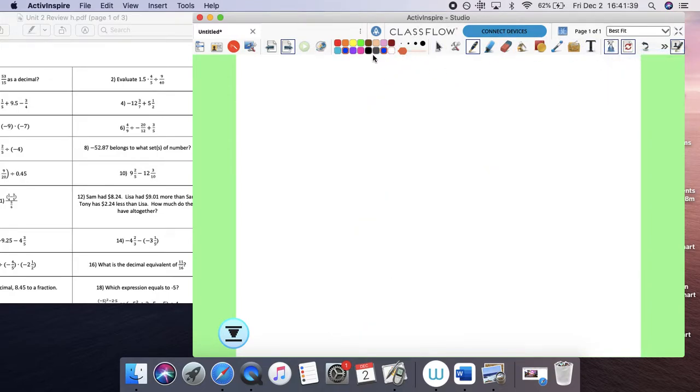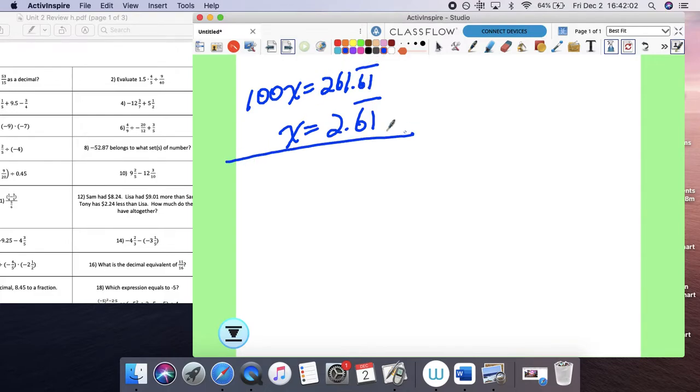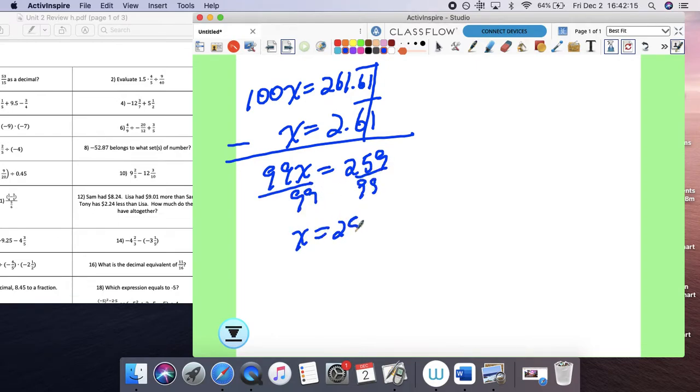30 I'll skip. And then we start with number 2 again for some reason, all over again. All right. X equals 2.61 repeating. Multiply both sides by 100. Here I get 261.61 repeating. 99x, if you subtract. And over here, the repeating parts go away, and we're left with 259. Divide both sides by 99. X equals 259 over 99.